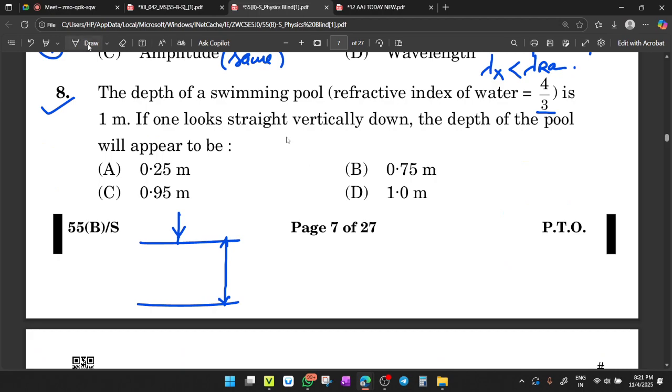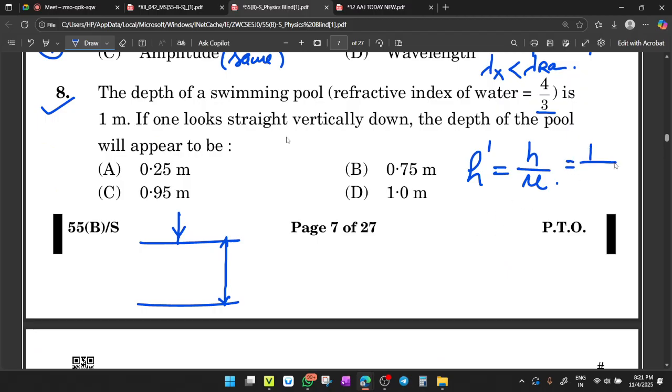Okay, so let's solve this. The formula for the apparent depth, h dash, is equal to h by mu. So here h is equal to 1 meter, and mu is 4 by 3. So 3 will come here and 4 will be here. Clear or no? So 1 upon 4 becomes 0.25, and 0.25 into 3 is equal to 0.75 meter. So the correct answer is 0.75 meter, the apparent depth of the swimming pool.